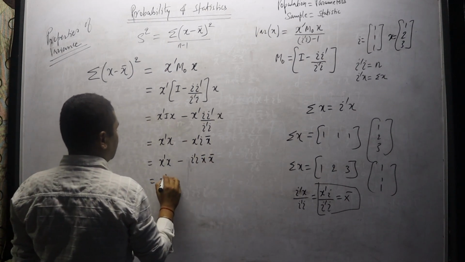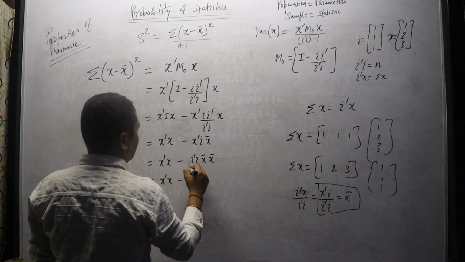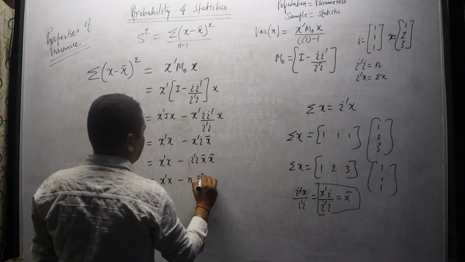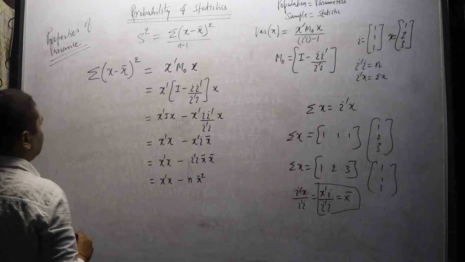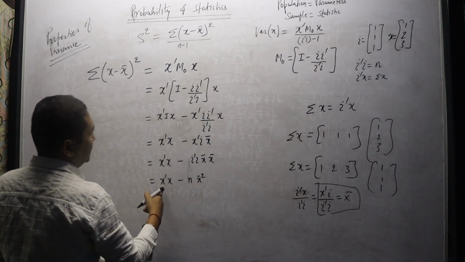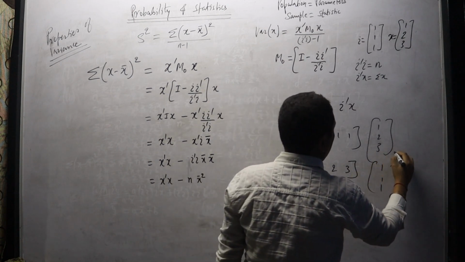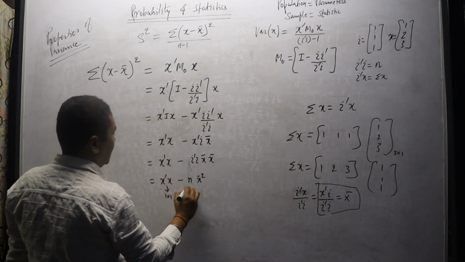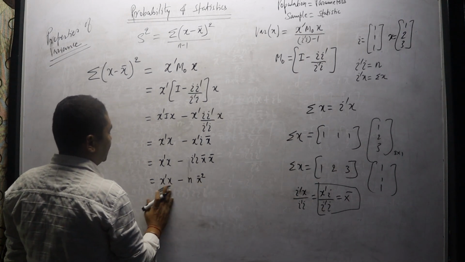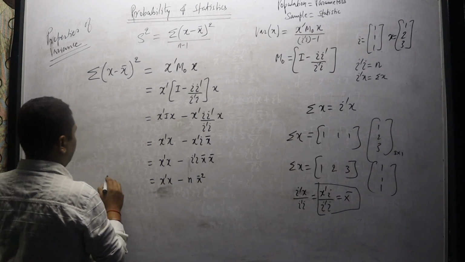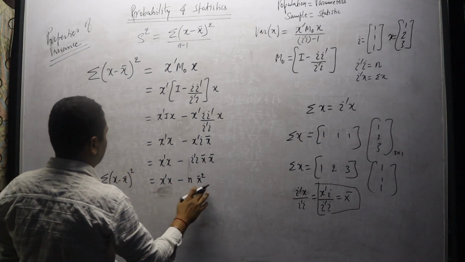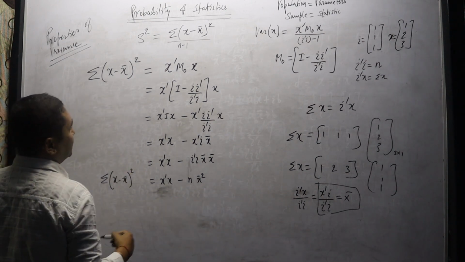So this is equal to x transpose x minus I transpose I is equal to n, and this is equal to x bar square, and we get the same result in matrix notation as well. So our x is of order 3 into 1. So x transpose x, this is of order 1 into 1, and this is also of the order 1 into 1. They are scalar. Therefore, summation of x minus x bar whole square, this is equal to this result. So this is our vector counterpart.